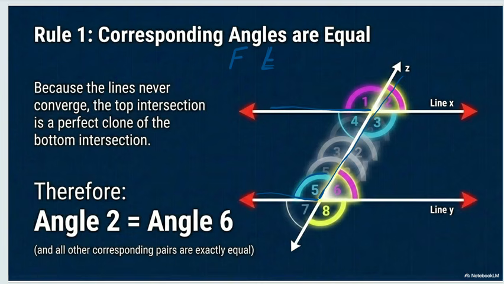One more is angle 5 and angle 1. So what is the trick for that? You have to make only the F, whether it is straight or whether it is tilted. Okay, so this is the trick to identify the corresponding angles.